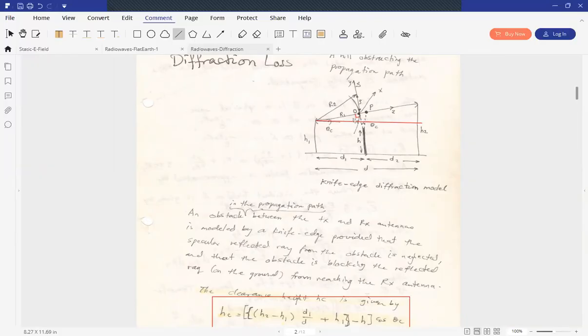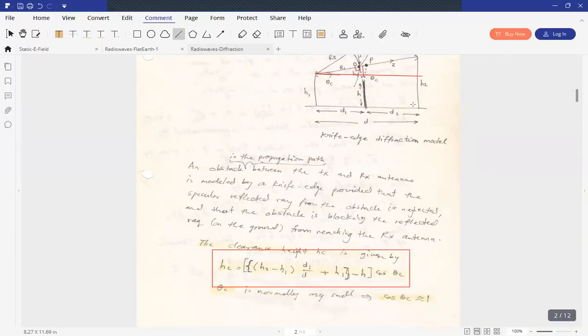this distance here, from here to here, is H2 minus H1. Yes? And this is proportional to this. This distance is equal to H2 minus H1 times D1 over D, from similarity of triangles. So H2 minus H1 divided by D is equal to this distance over D1.